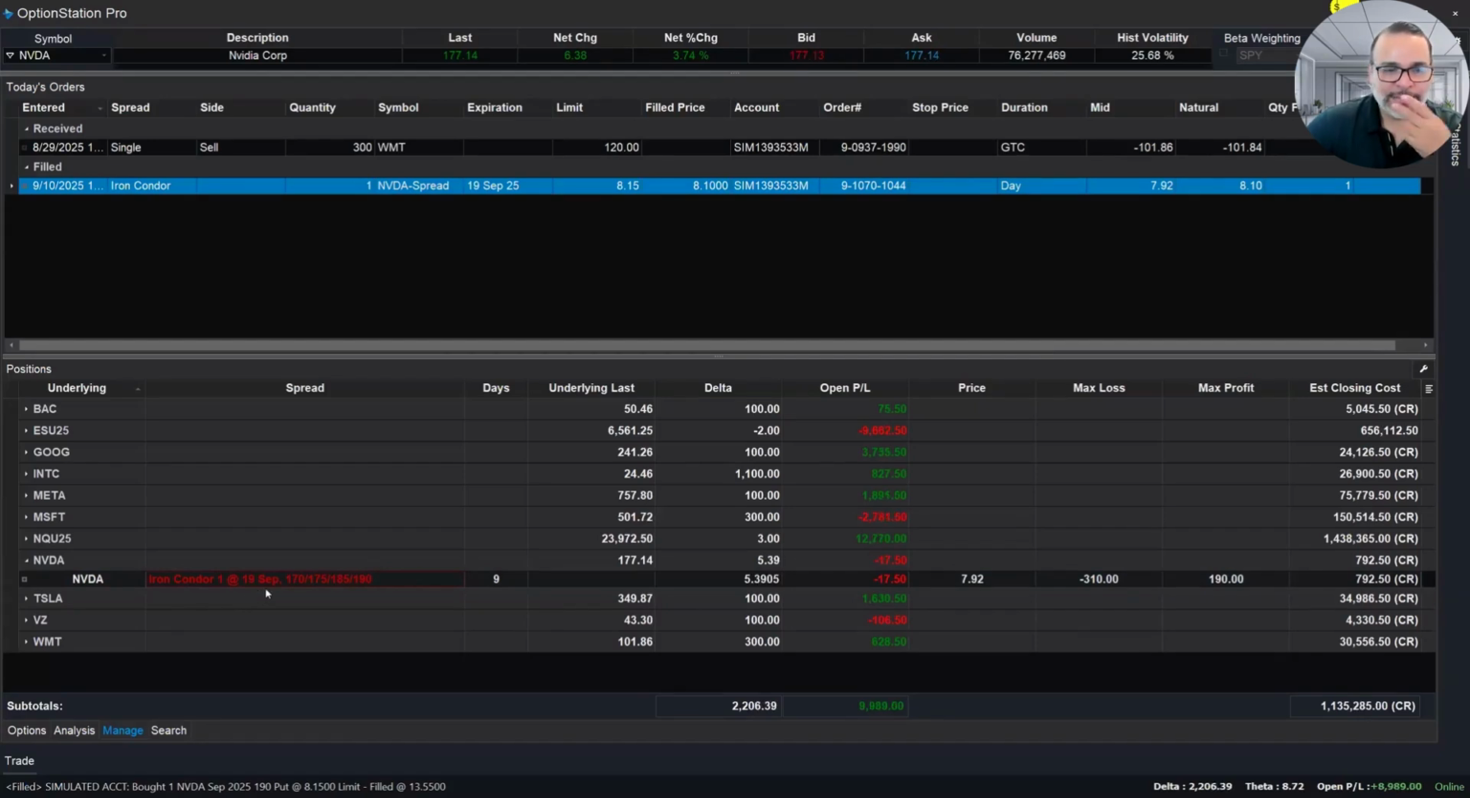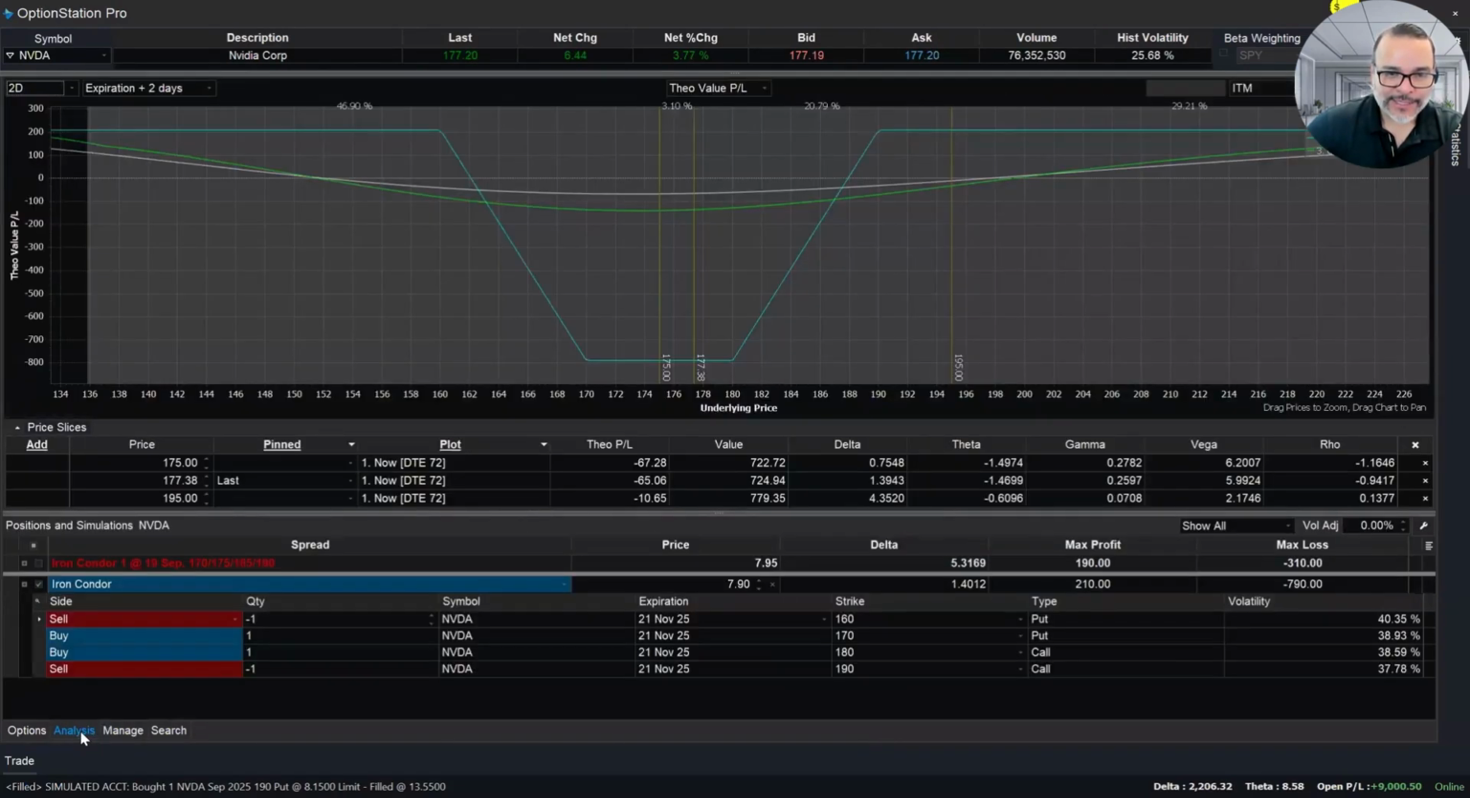Let's suppose that, let me analyze this position first. Notice that there's an analysis tab down here. If I go to analysis, of course, analysis is going to help you analyze the trade that you're in, or analyze an order before you place the trade, just to see what the probabilities of that position making any money are, where the price needs to go, and so forth. So I opted for this expiration, which is November 21st of 2025.